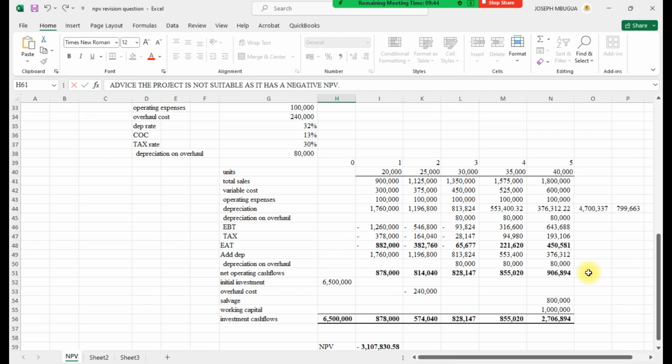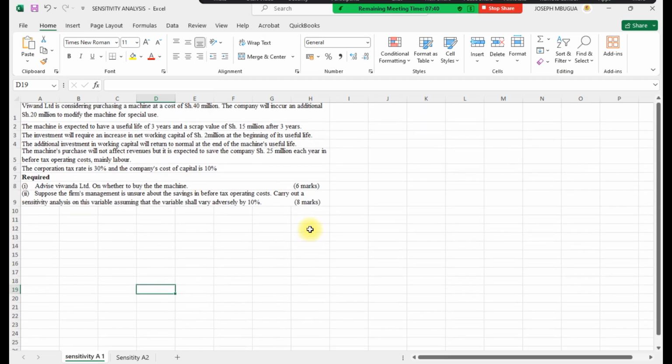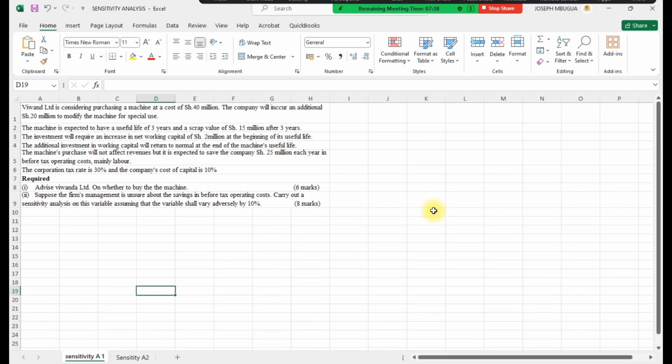Yeah, the issues of depreciation, the issues of overhaul, and again the overhaul deducting it in year 2, working capital, and the salvage, with 2 questions labeled sensitivity 1 and sensitivity 2.